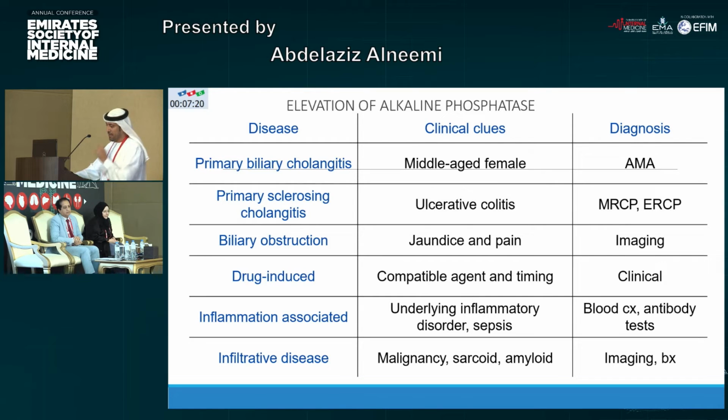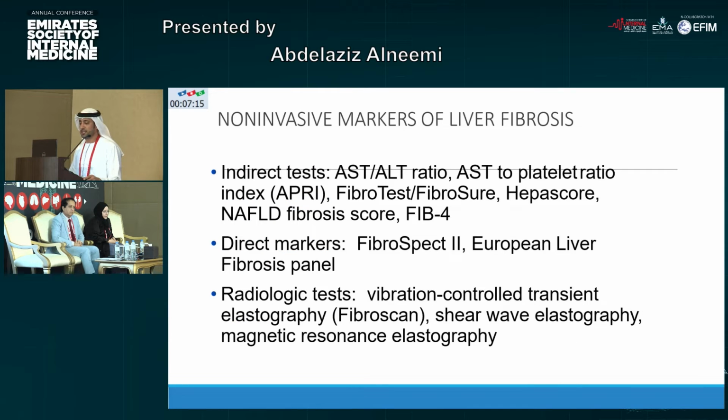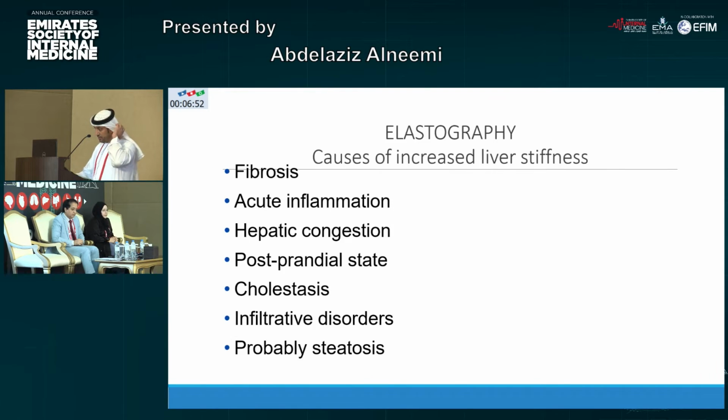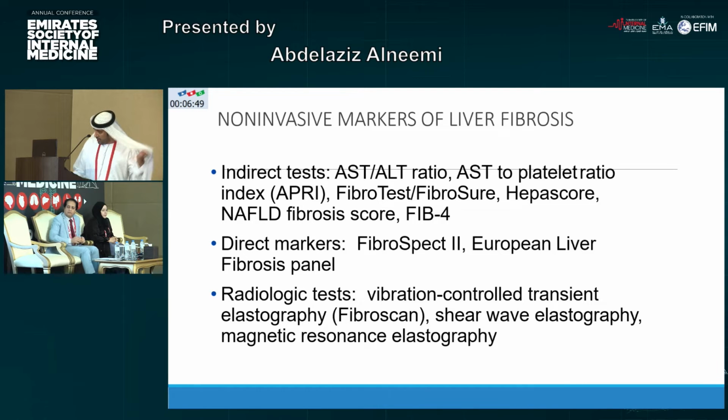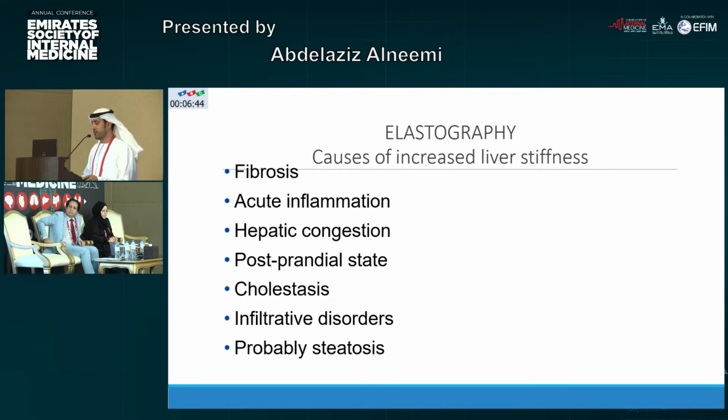Infiltrative disease, malignancy, sarcoid, amyloid, and this is going to be diagnosed by imaging and biopsy. So what do we have as non-invasive markers of liver fibrosis? You're going to find indirect tests: AST and ALT ratio, APRI score, FibroTest, and FIB-4. There are also direct markers like FibroSpect II and the European Liver Fibrosis Panel, and there are also radiological tests like FibroScan, shear wave elastography, and also MRI elastography.